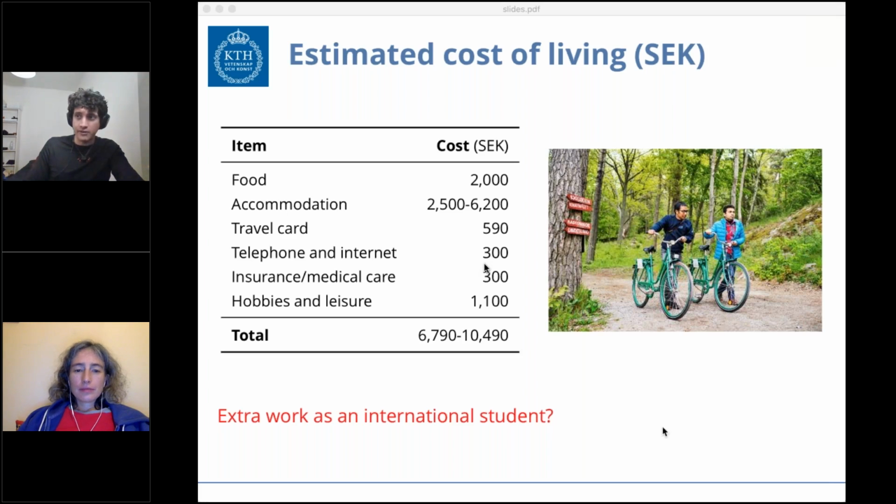If you're a student that is not from the EU, EEA or Switzerland, then you'll have to demonstrate to the immigration agency a certain amount, which, if I remember, is in the ballpark of 8,500 crowns per month. So even if that's the estimated cost of living, you will have to demonstrate that you have that amount available. But it's still in between the range, right?